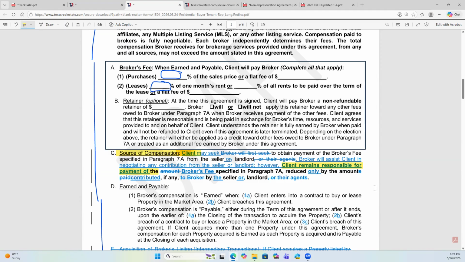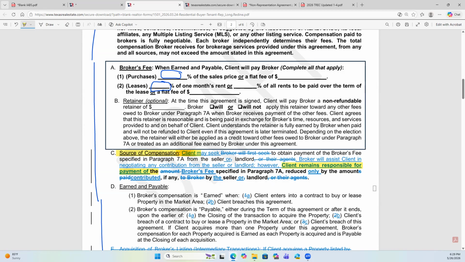So again, stop telling people, and I know none of y'all are because I train you all well, but do not ever make the mistake of telling a buyer, a tenant, an apartment person, I work for free. No, you don't. And the contract that they will now have to sign in June literally says in yellow, the source of compensation, client remains responsible for payment. Who's the client? The one signing this document.